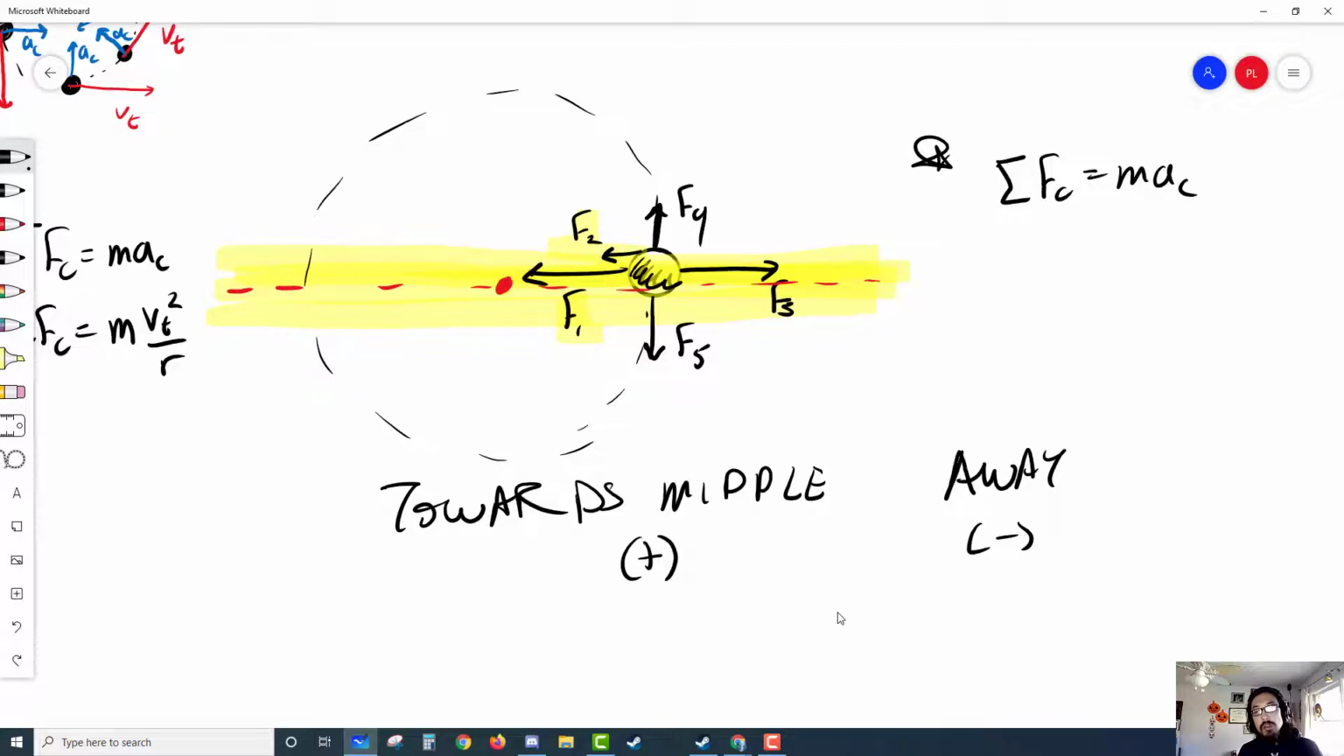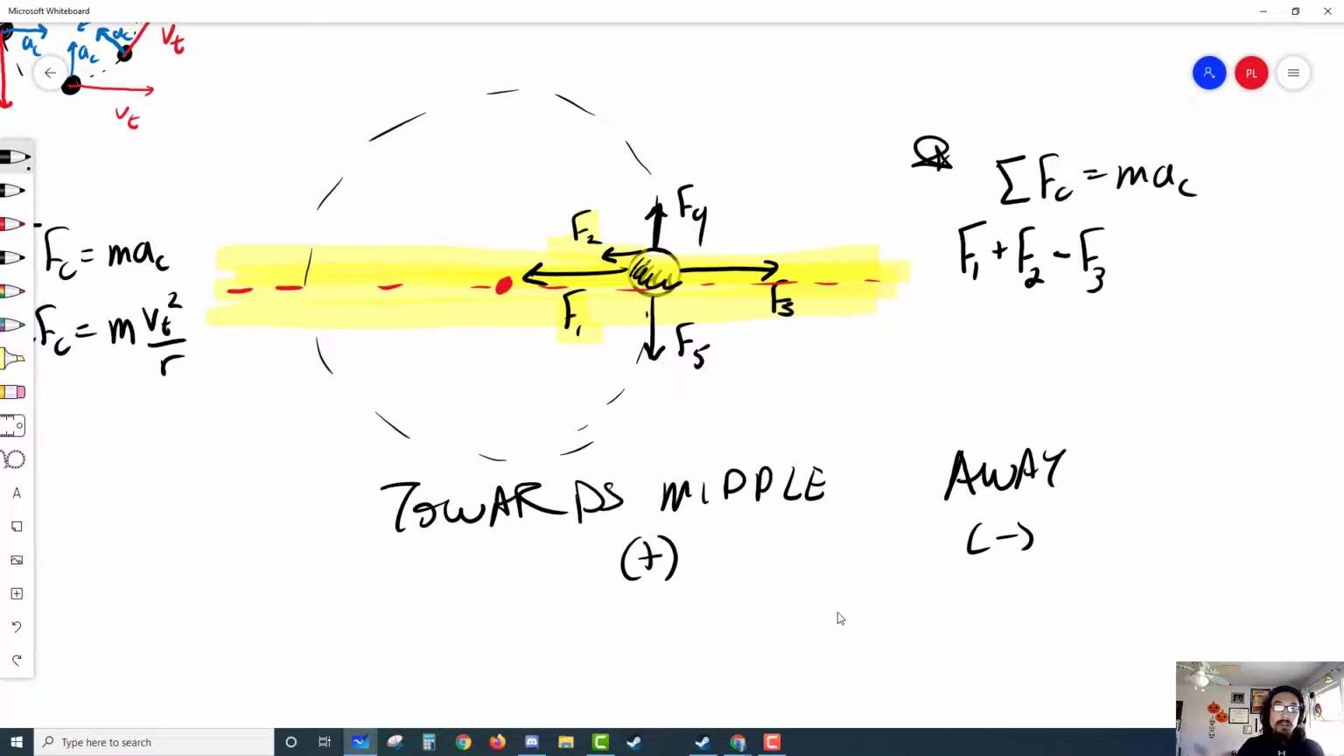Because it points towards the middle of the circle, it'll be positive. What about F2? Is F2 along this highlighted axis? Yes. All right, good. So we're going to put it in. Is it going to be positive or negative? Positive. Very good. Because it's pointing towards the circle. What about F3? Is that along the axis that we highlighted? Yes. Very good. Is it pointing towards or away from the circle? Away. Therefore, it will be negative. What about F4?